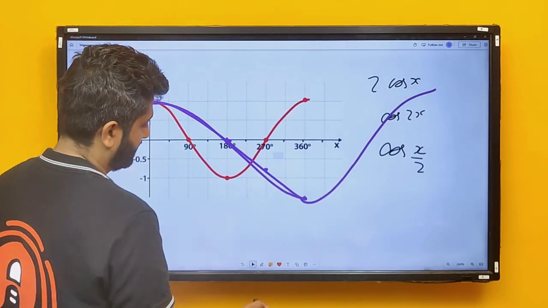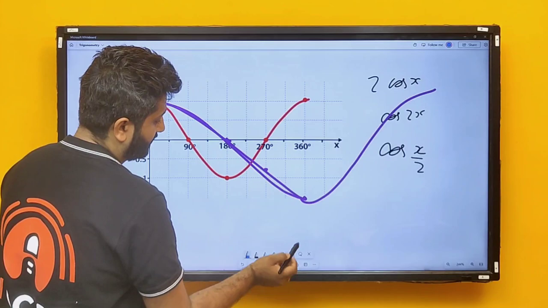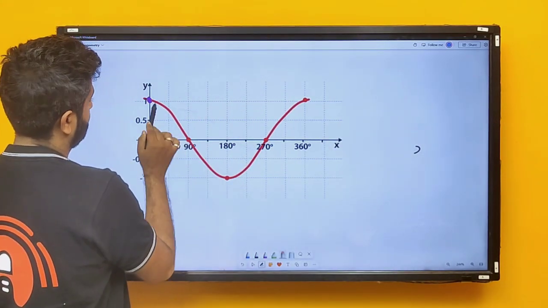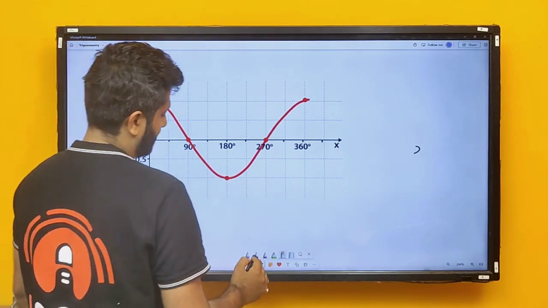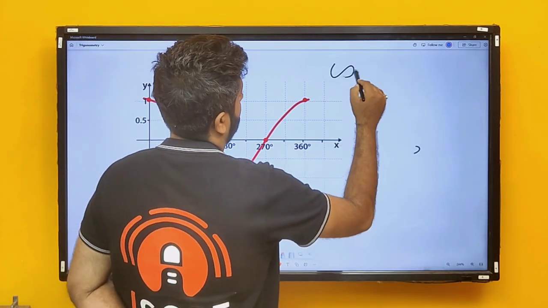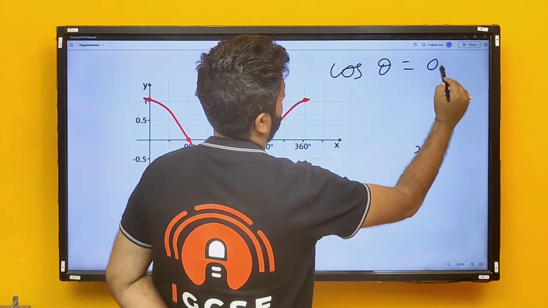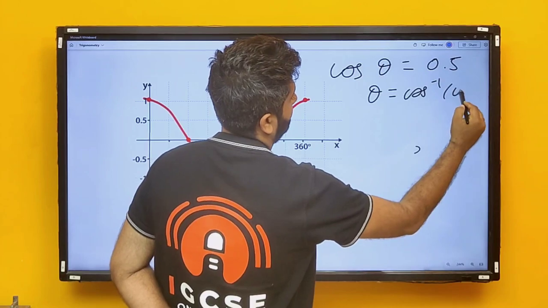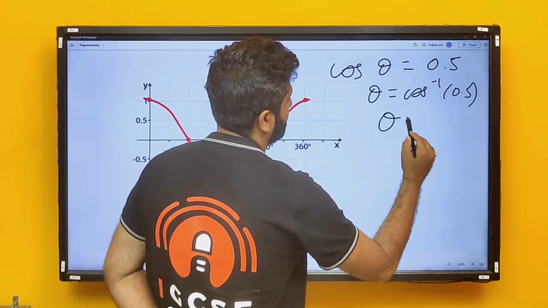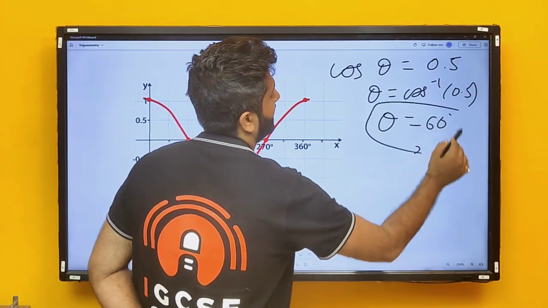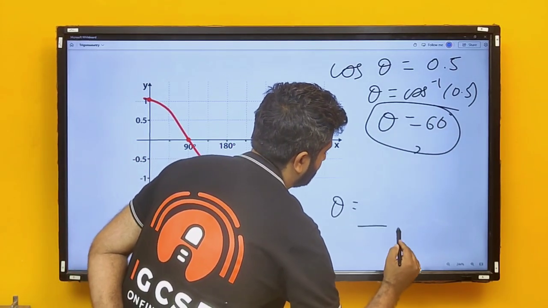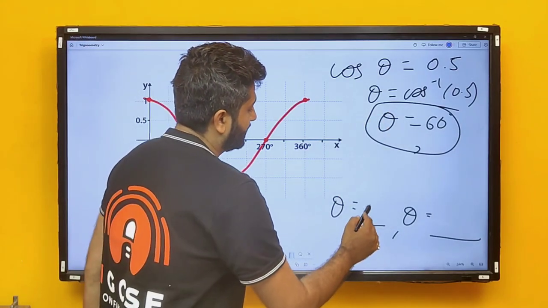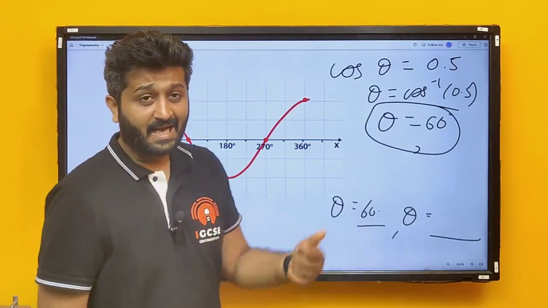Now going back, let's say there's one more question. Let's say they are saying cos theta is 0.5. So now my theta is cos inverse of 0.5. This is pretty easy. Theta will be 60. But in the exam, they'll say find two values of theta. I have found the first one. How do I find the second one?